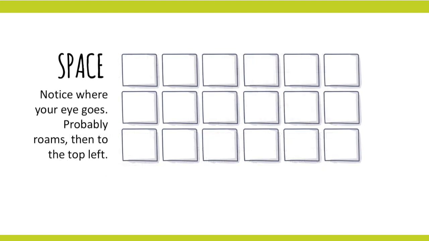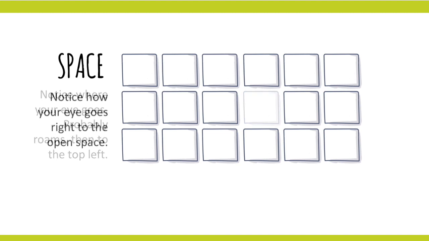This is another example of how the eye roams when there's no focal point. Close your eyes and then open them, and see where your eye goes first. The eye roams slightly and then goes to the top left corner. Close your eyes again and open them. Does your eye go to the open space?